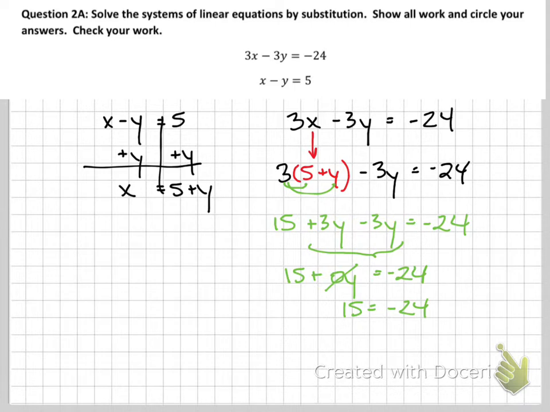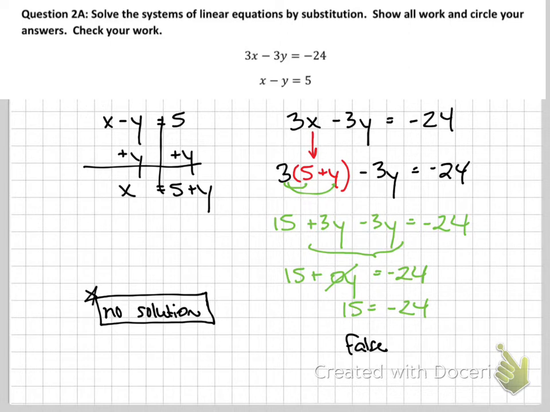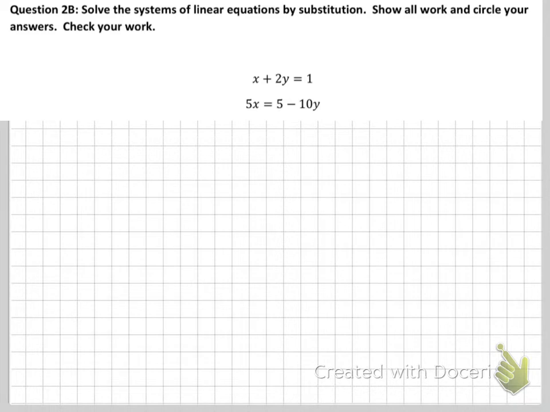Clearly, this mathematical statement is false. So what is our final answer? Well, when I end up with something that is clearly not mathematically true in any way, then that means that there is no solution. In other words, there is no value of x or y that is going to make 15 equal to negative 24. So make sure you show all your work, but your final answer again needs to be no solution. Let's do the next problem.